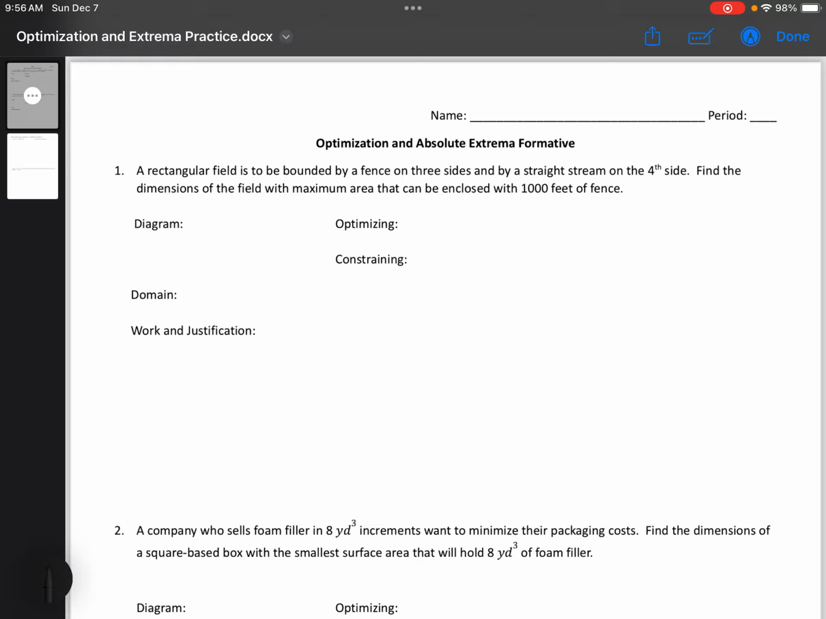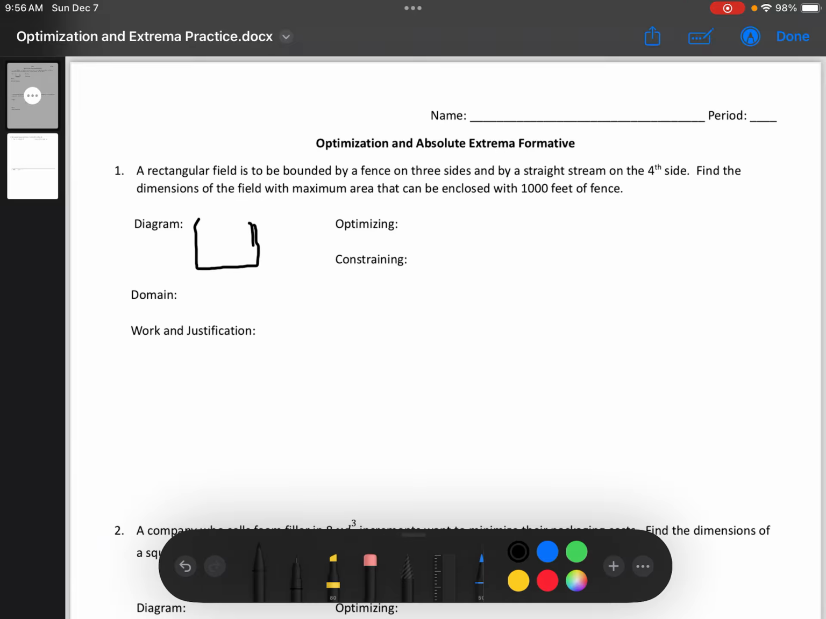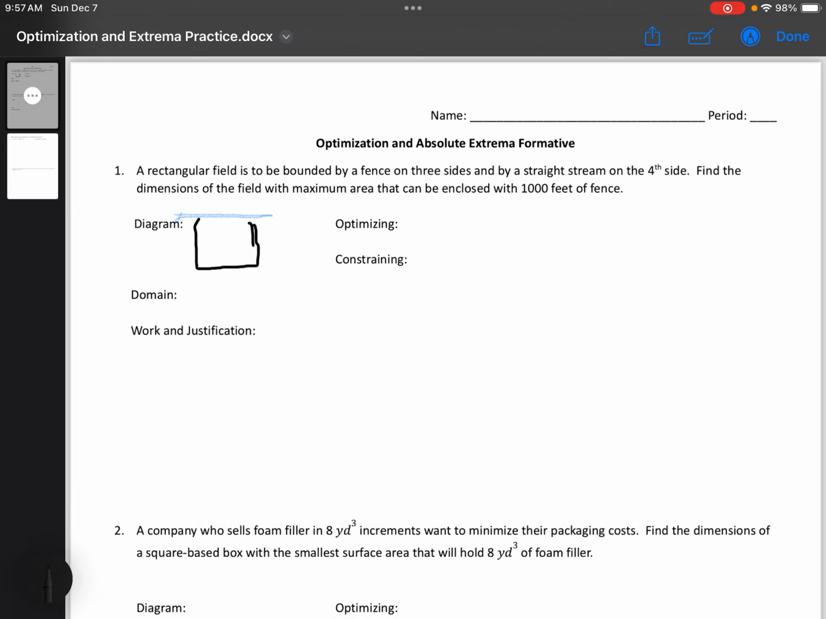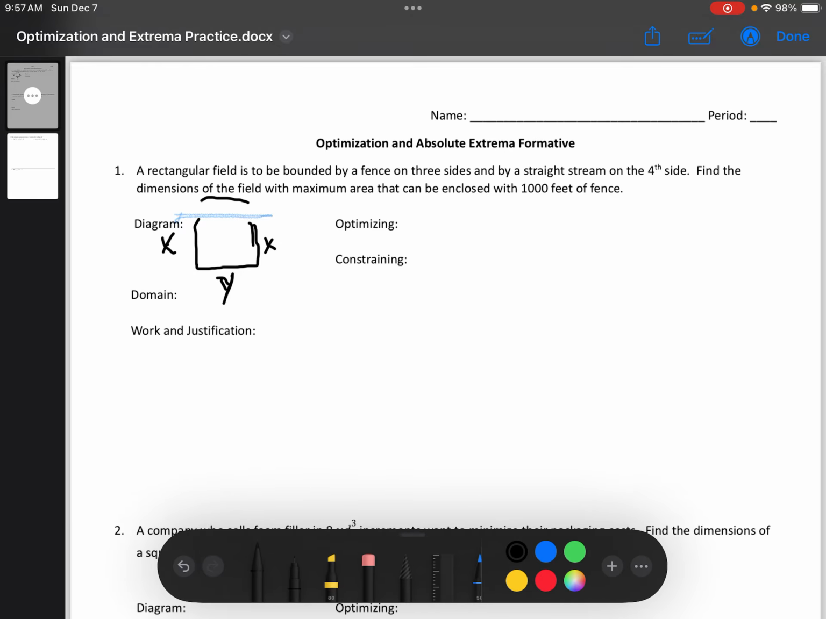So, we have a rectangular field, that's the actual fence, so something like this. And then we have a blue stream going like this. Then we label the sides, so we can call this side x, this side would also be x, and this side would be y. So this is our diagram. We won't count this side because it's covered by a stream. We don't want any fencing there.